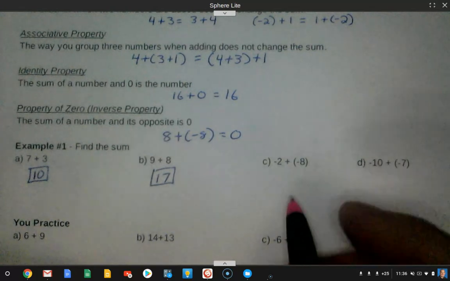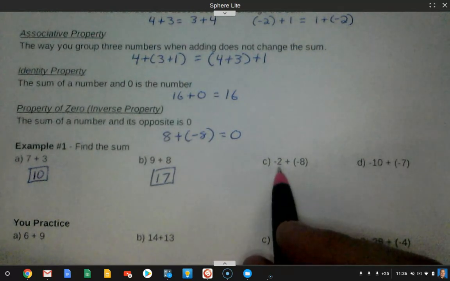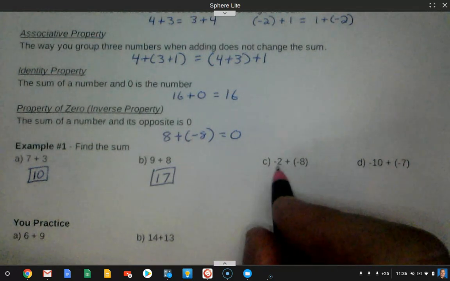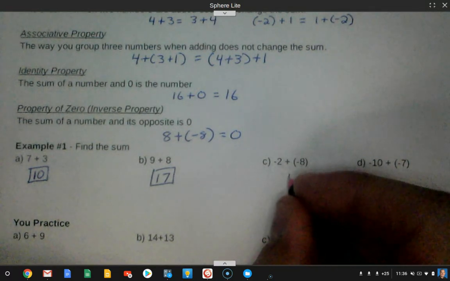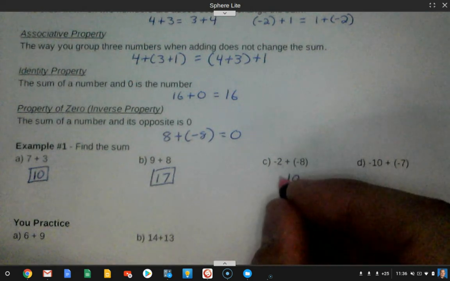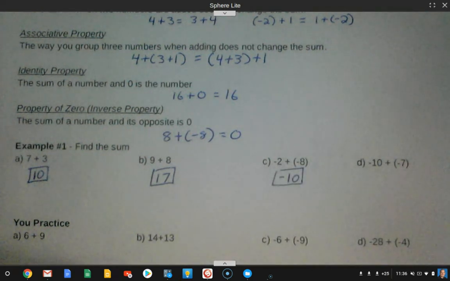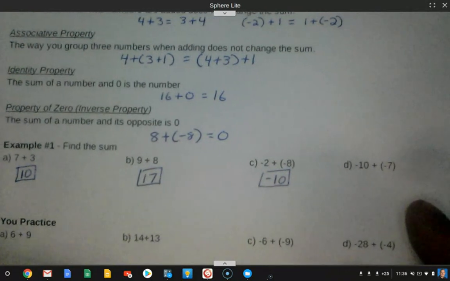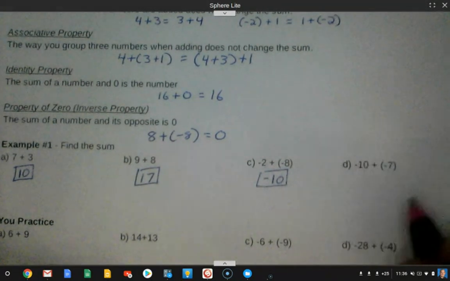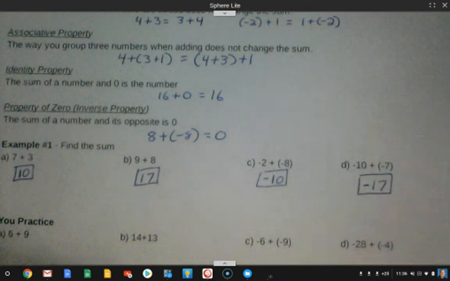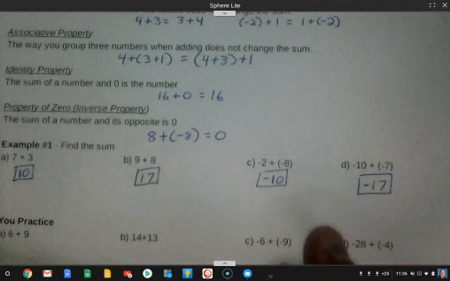In letter C, we are going to add the numbers negative 2 plus negative 8. The signs are the same. They're both negatives, and we're going to add them together. The signs are both negative, so we're going to keep the sign. And that's our answer. Letter D, we're going to do the same thing. 10 plus 7, add them together, 17. They're both negatives, so our answer is going to be negative. And there's your answer.